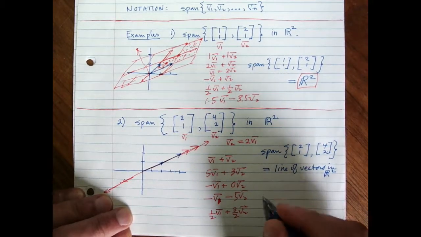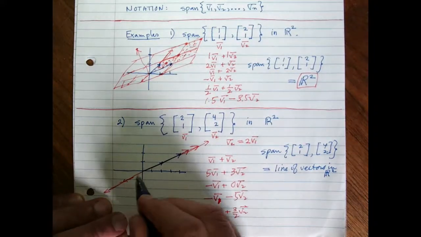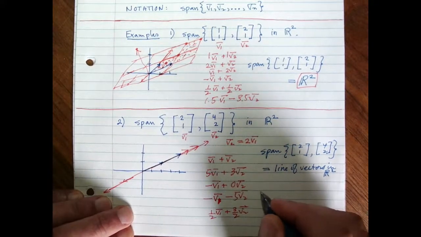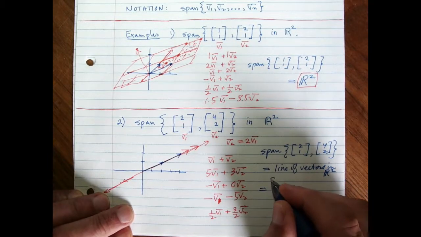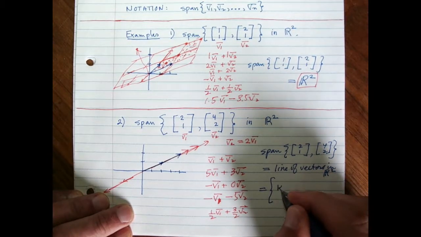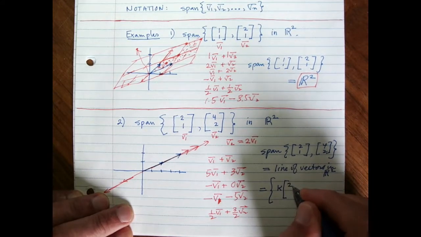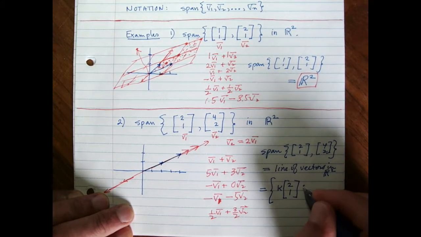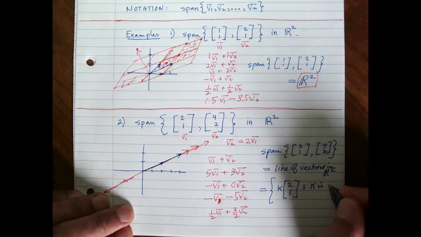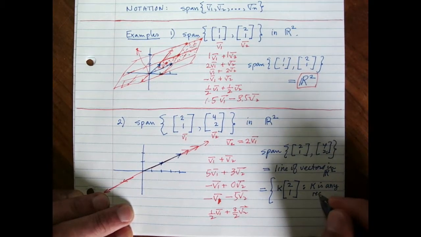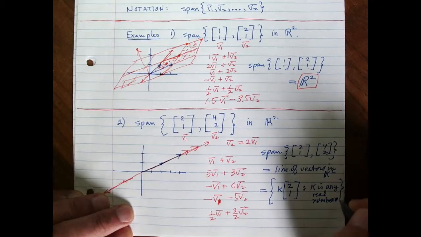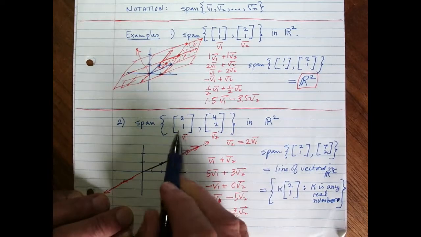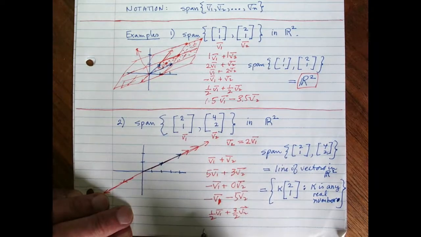And if you wanted to describe all these, they're all scalar multiples of (2, 1). So if we wanted to be a little fancier in our answer, we could say it's the set of k times (2, 1) such that k is any real number. It's really all scalar multiples of, I could have picked either one of these, it doesn't matter which one I pick.